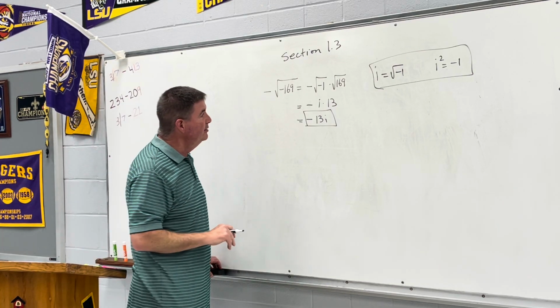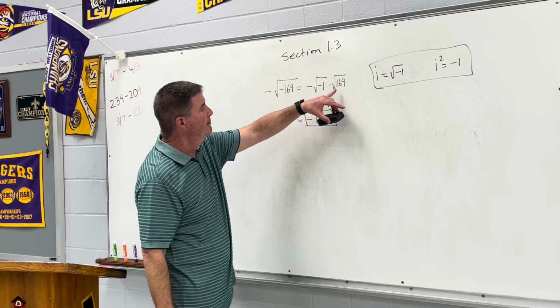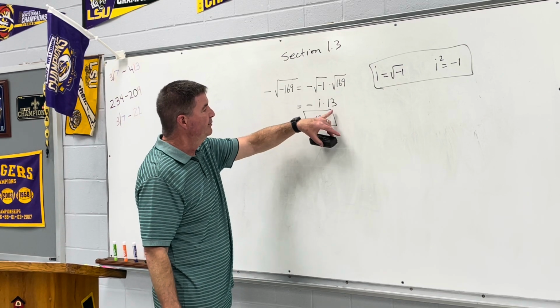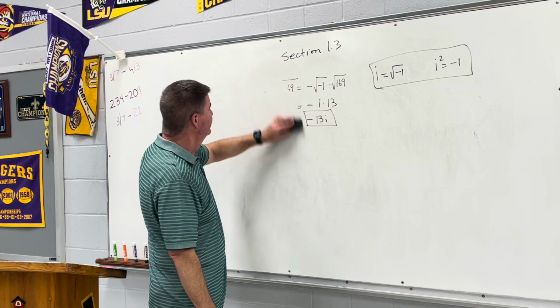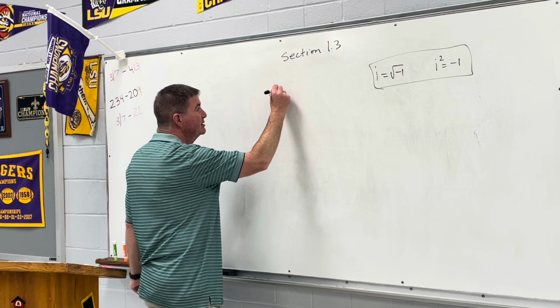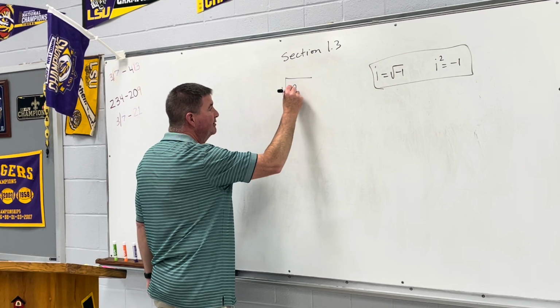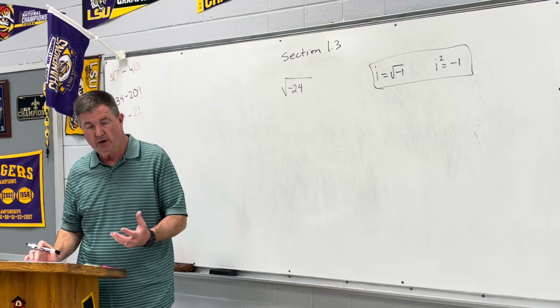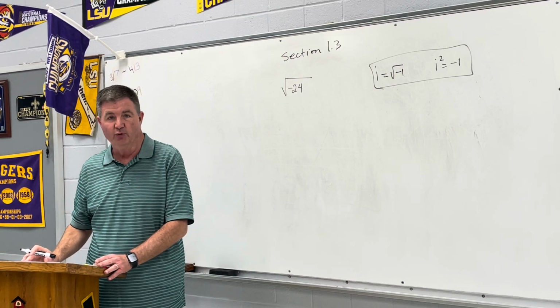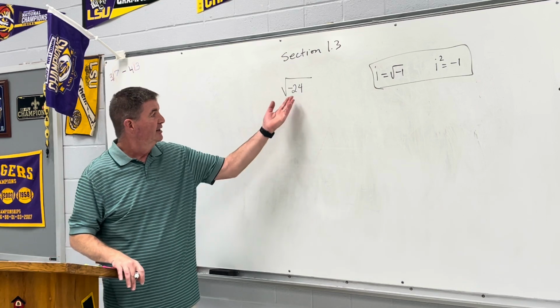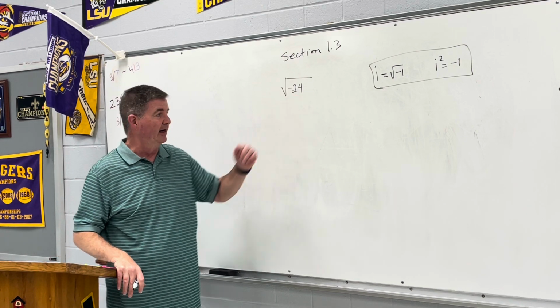Okay, those so far have been numbers that are called perfect squares, because when we take the square root of them, we get a whole number. What happens if we don't have perfect squares? Suppose I have the square root of -24. Well, the square root of 24 doesn't break down. 4 times 4 is 16. 5 times 5 is 25. This is in between 16 and 25.